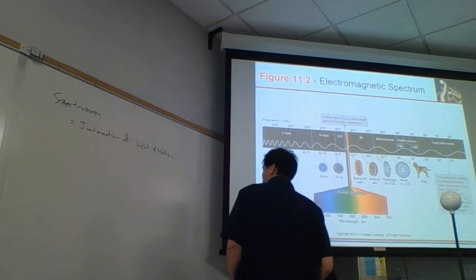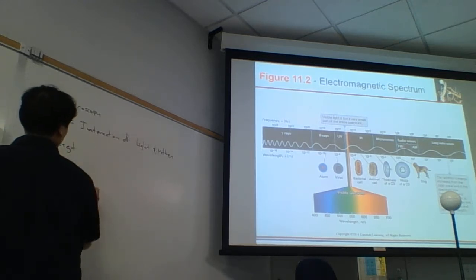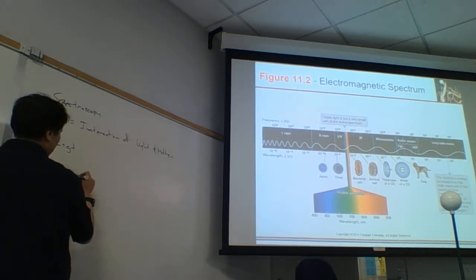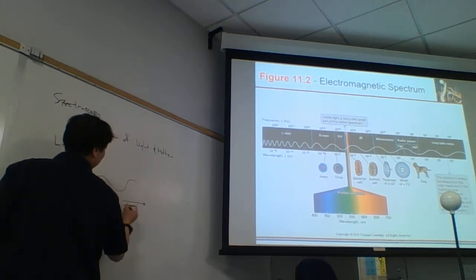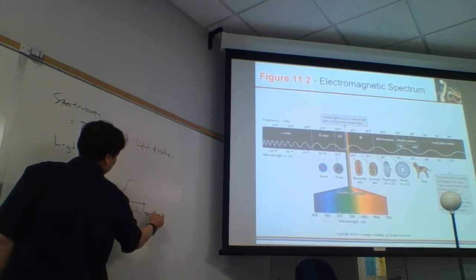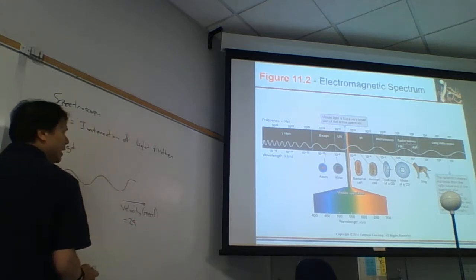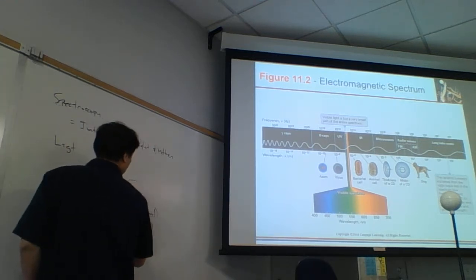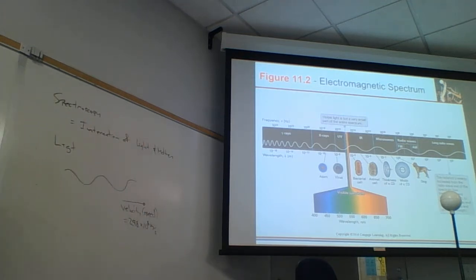Basically, let's just summarize that light is these oscillating electric and magnetic fields that are moving. They have a velocity or a speed. Speed and velocity are the same. And the velocity is 2.98 times 10 to the 8 meters per second.